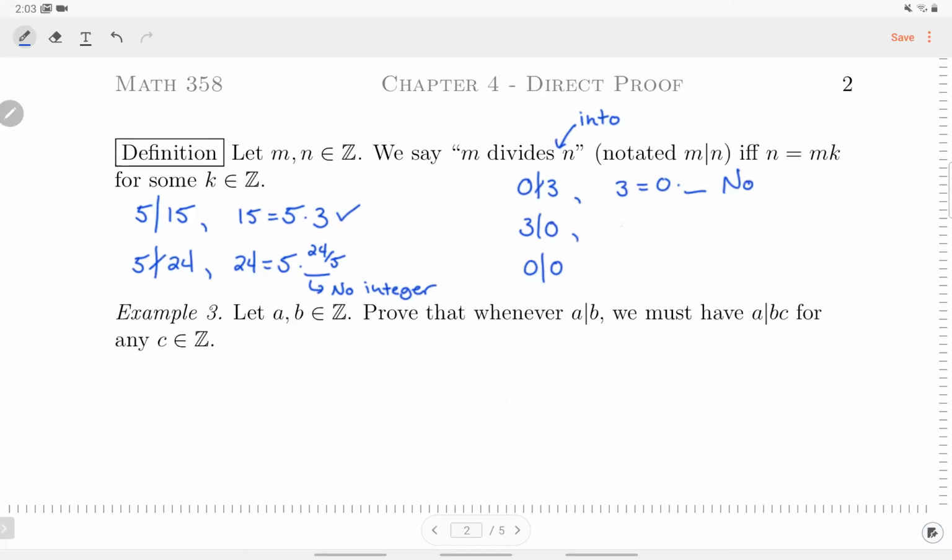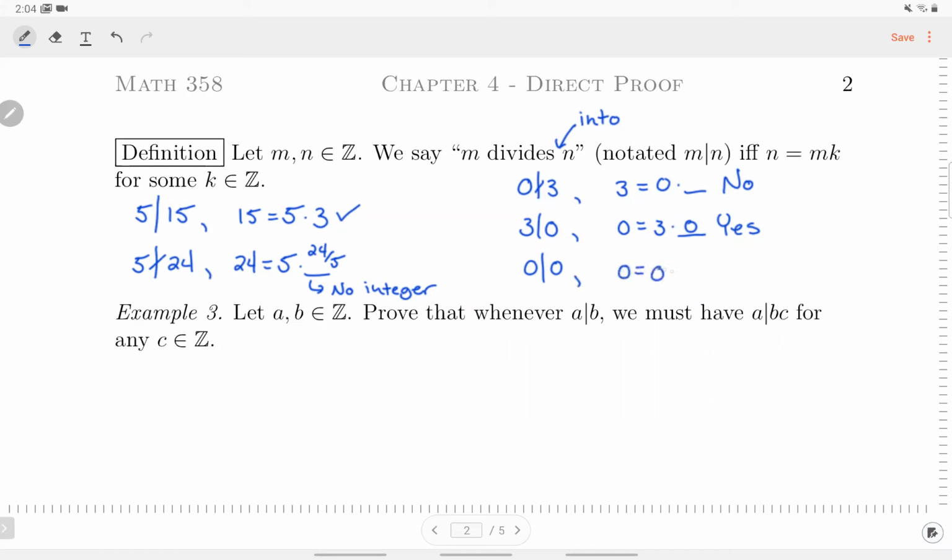What about 3 divides 0? That would say 0 equals 3 times something. That one actually works, because 3 times 0 is 0. So 3 does divide 0, but 0 does not divide 3. So 3 divides into 0, 0 times. 0 does not divide into 3. Okay, so this one is interesting. If you remember calculus, trying to do 0 over 0, that's an indeterminate form and funny things happen. Let's see what happens with this definition of divides.